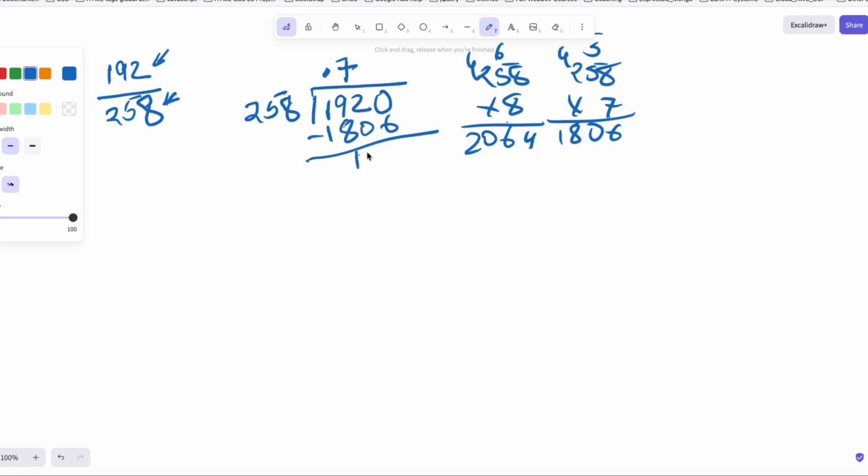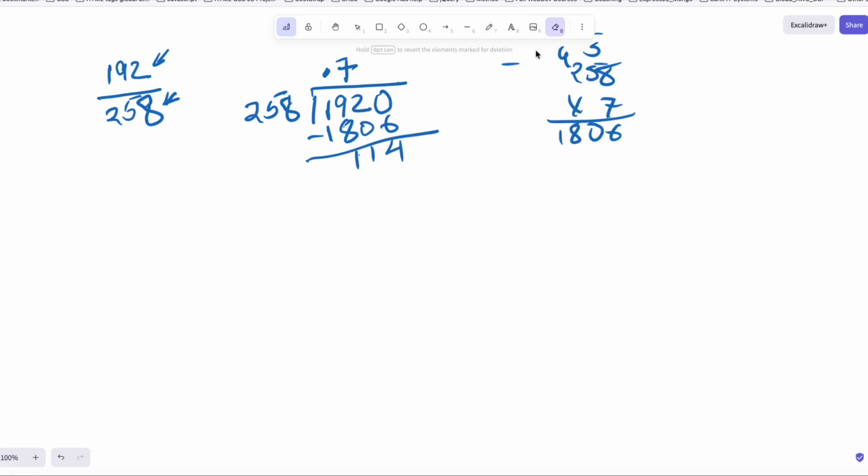1920 minus 1806 is 114. You can do that. I'm sure you will find the same answer, right? Let me erase this one to make a little more space here. So you got the first step, which is 258 times 7 gives you 1806. The answer is 114. Now, obviously, you can see 258 is bigger than 114. So it will not go into 114 until you find a way to make 114 bigger.